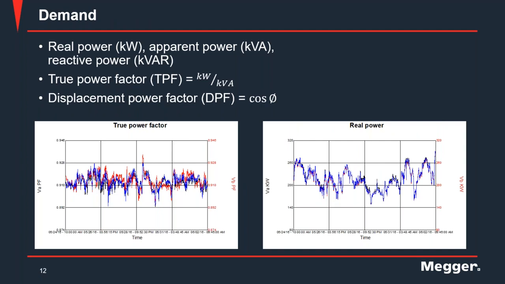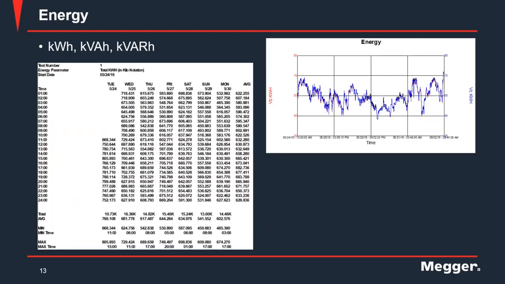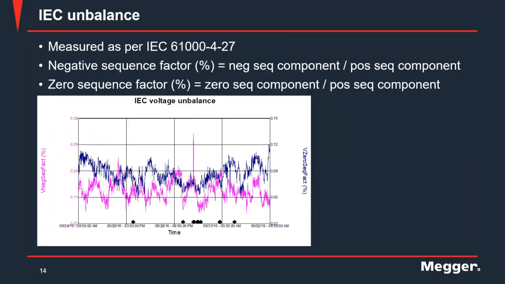You can look at the different power factors, true power factor and displacement power factor. You can look at the energy consumed. You can look at the IEC unbalance. So the IEC unbalance is the preferred form of measuring the unbalance because it doesn't just look at the magnitude, it also looks at the phase angle. Right? And these are the formulae that are used to get the negative sequence factor and the zero sequence factor.